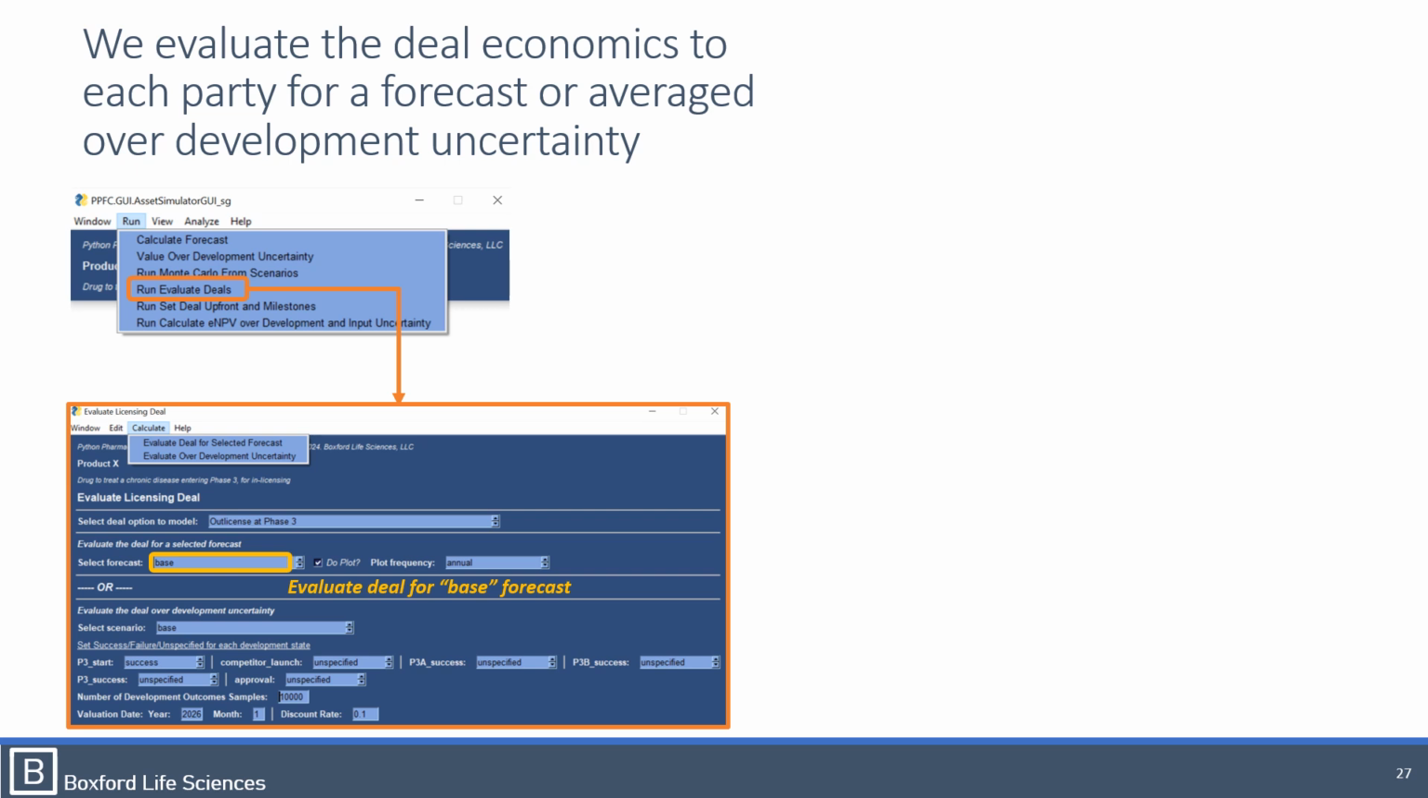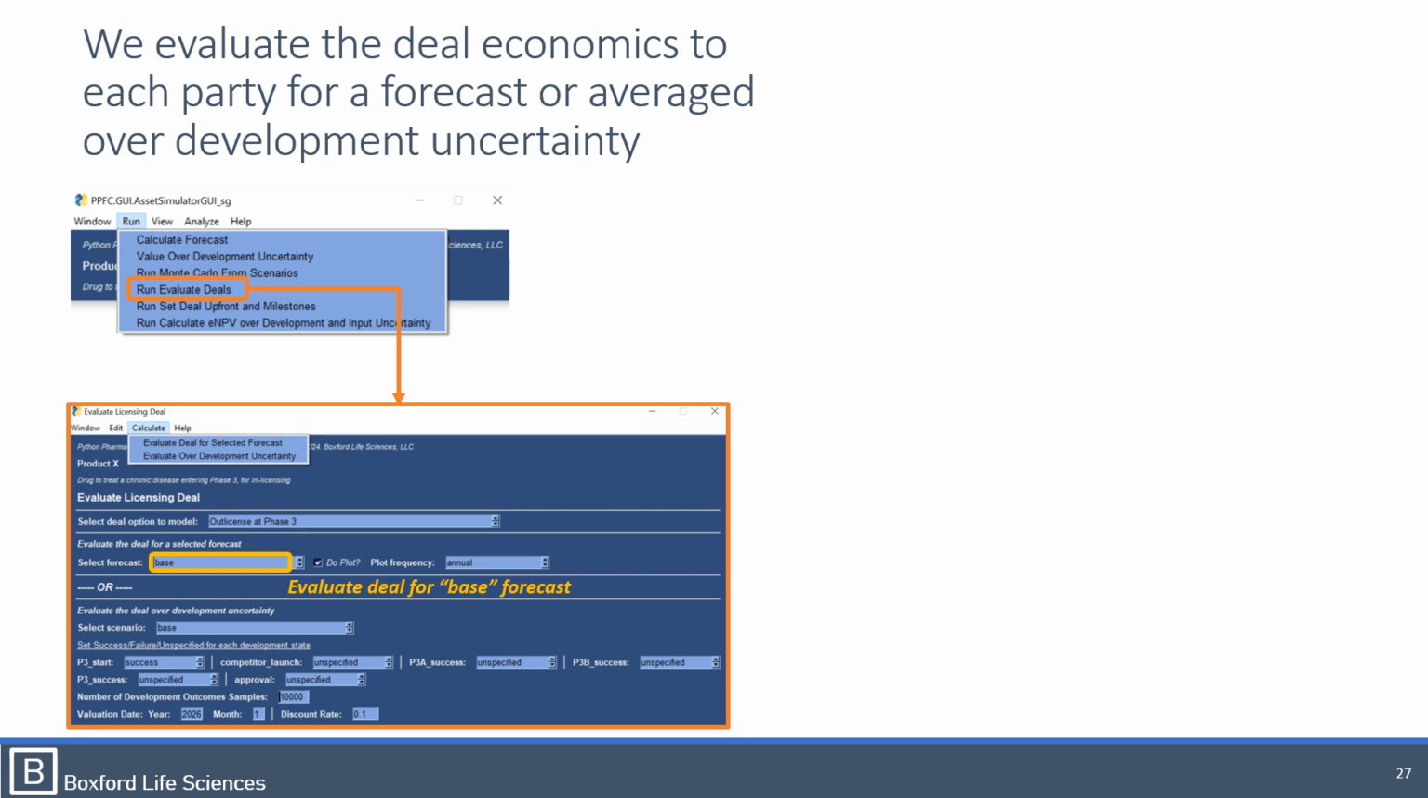What we've done till now is look at the forecast and valuation of the asset. Now we want to go into the functionality that we've attached to the model to evaluate our deal. So we go into Run Evaluate Deals. We can have multiple different types of deal designs linked to the same model. Here we have a single one that we call Out License at Phase 3.